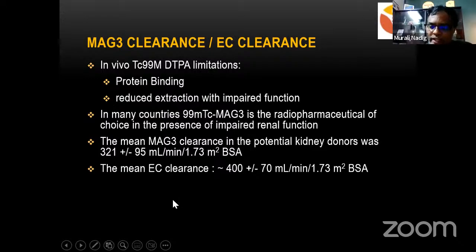EC, I told you, is a better agent than MAG3, and in EC, the clearance is around 400 plus or minus 70 ml per minute per 1.73 meter square body surface area. So indirectly, you can estimate GFR, like one-fourth of EC clearance is GFR. As you know, ERPF is effective renal plasma flow. GFR and ERPF are in the ratio of 1:5 or 1:4, like that. So if you get an EC clearance, you can estimate GFR also by dividing it by 4.